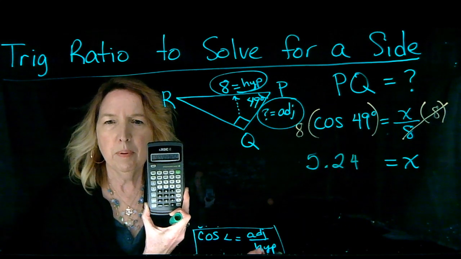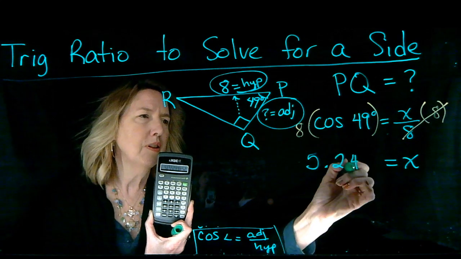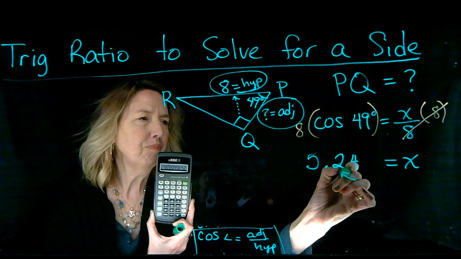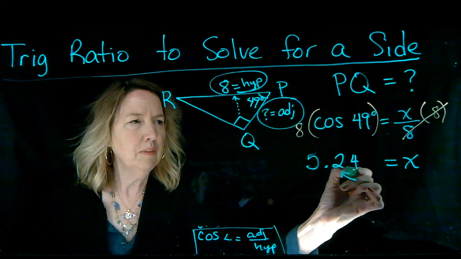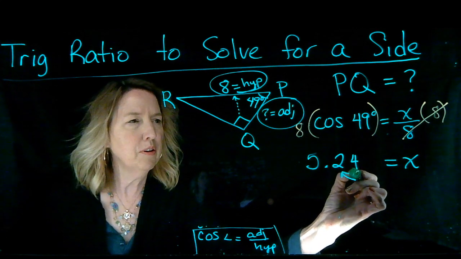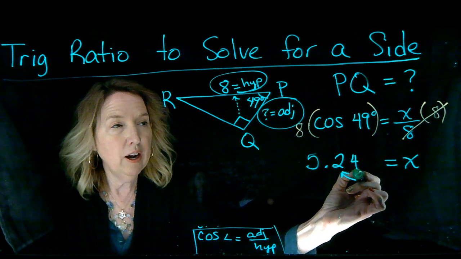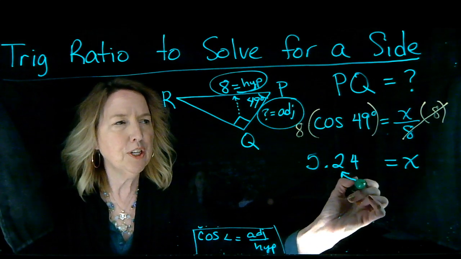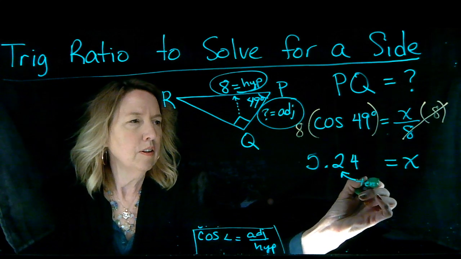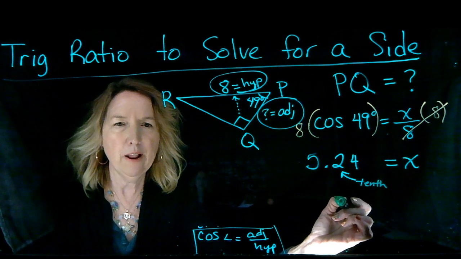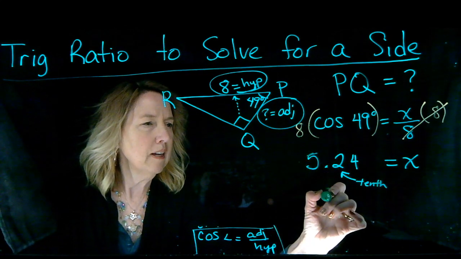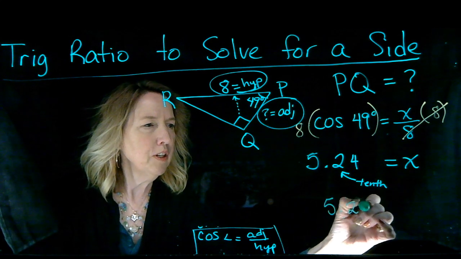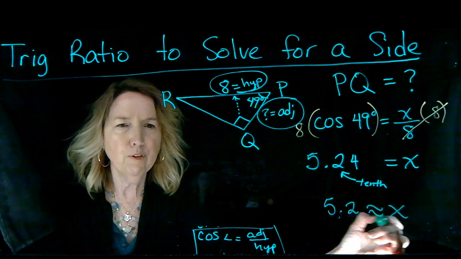But my instructions are to round to the nearest tenth column. This is the hundredth column, so this is not 5 or higher, so I'm not going to round this up. It's going to stay 5.2. That is rounding it to the nearest tenth. So my answer is 5.2 for my unknown.